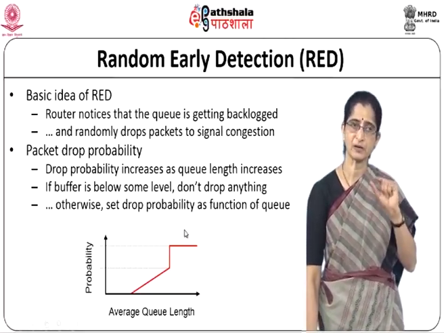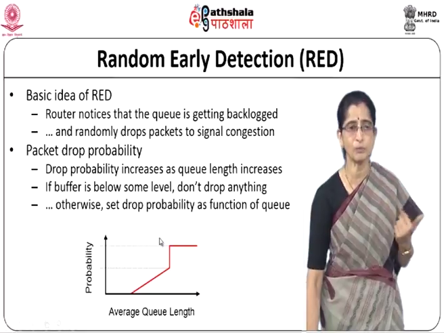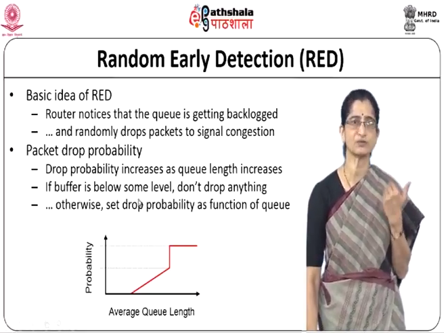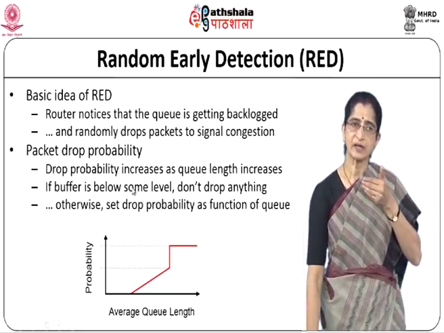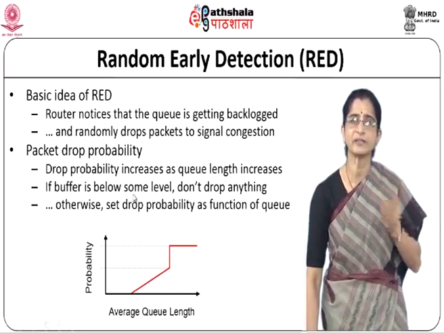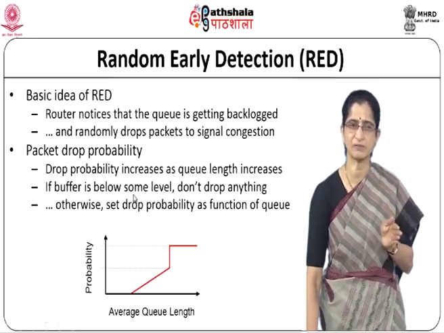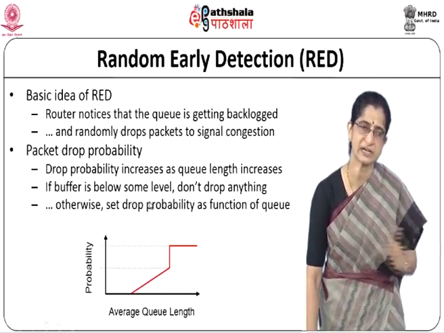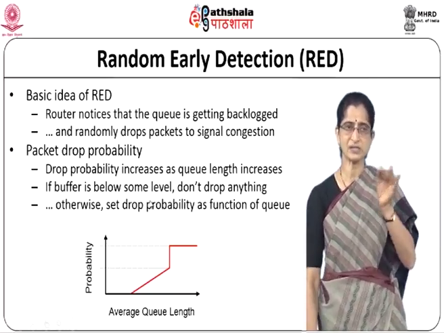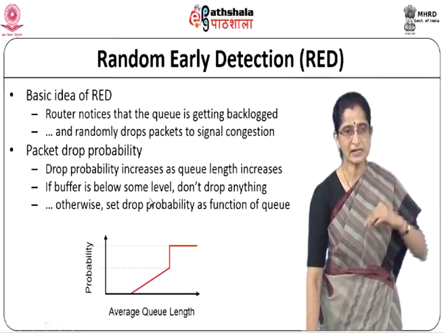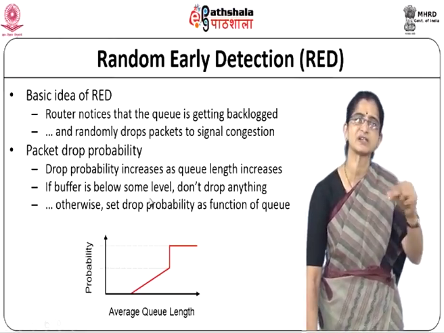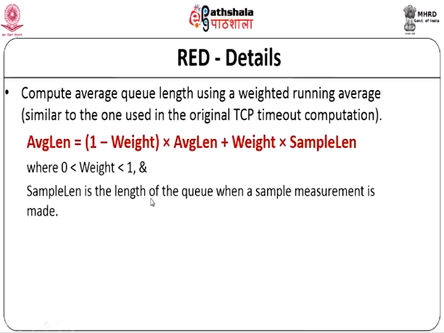So how do I base this probability on? Normally, we base it on the length of the queue. If you keep monitoring the queue length, and the length of the queue is below some level, do not drop anything, things are going fine, just let them go. But the moment it crosses some threshold, then as a function of the queue length, we will start dropping packets. This is the idea that is used in random early detection.